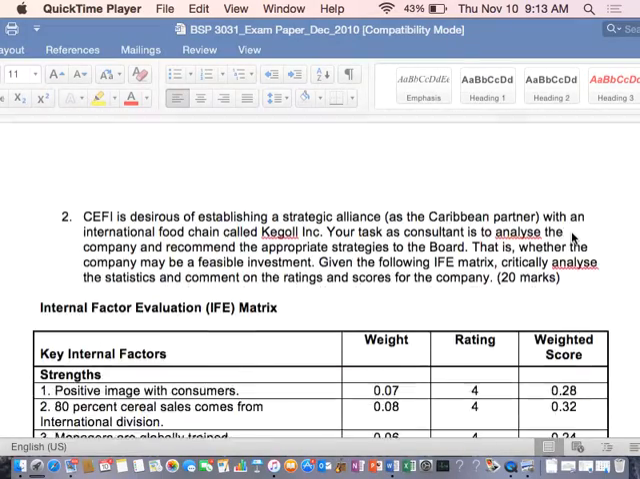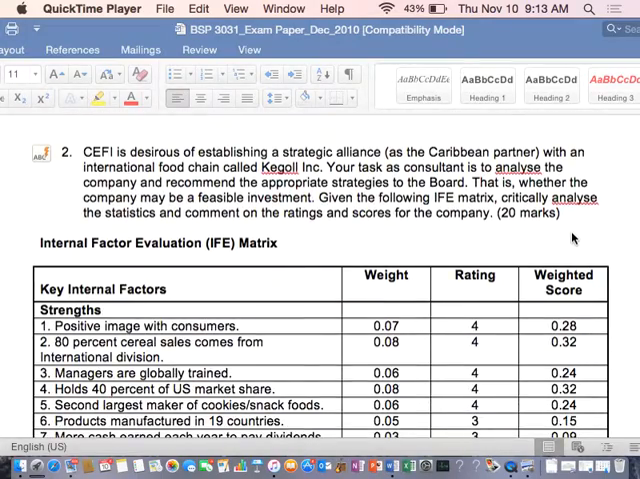So let me show you a second question. CEFI, that's the company, is desirous of establishing a strategic alliance with an international food company. Your task as consultant is to analyze the company and recommend the appropriate strategies to the board, that is, whether the company may be a feasible investment. Given the following IFE matrix, critically analyze the statistics and comment on the ratings and score for the company. Right? So this is not an essay question.